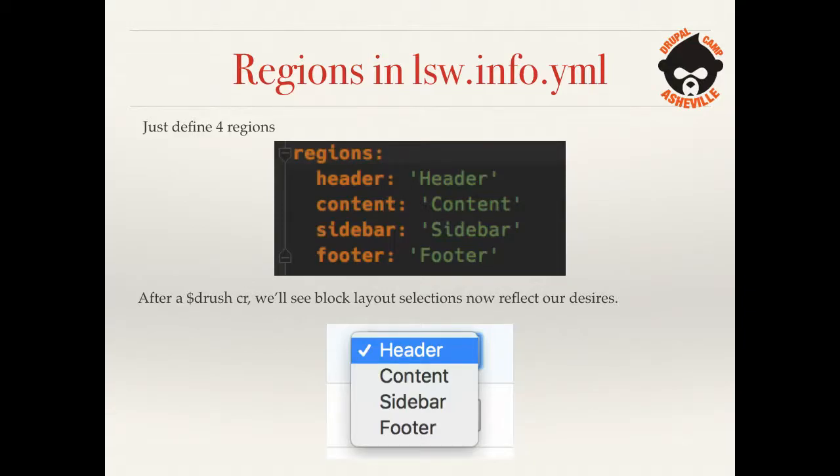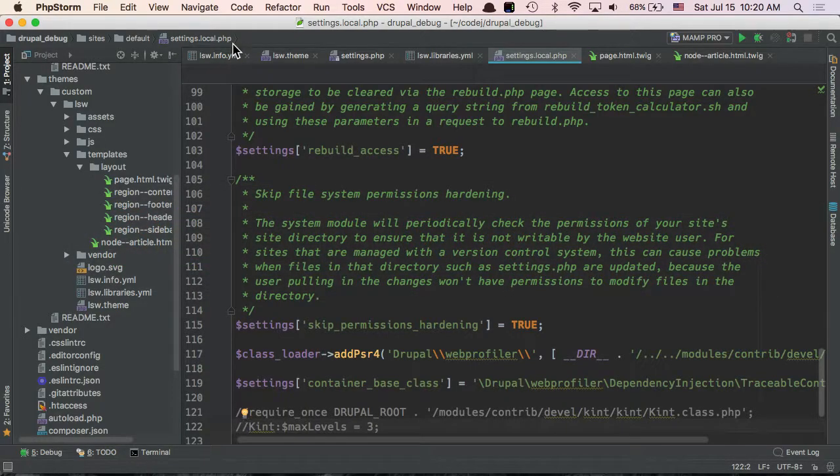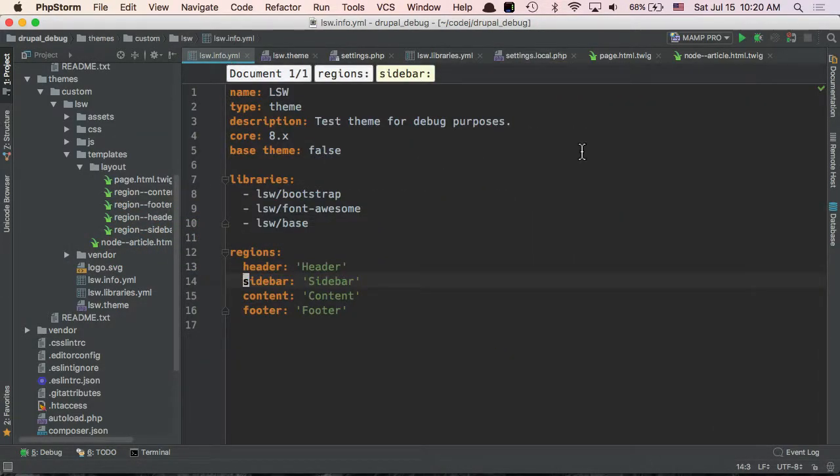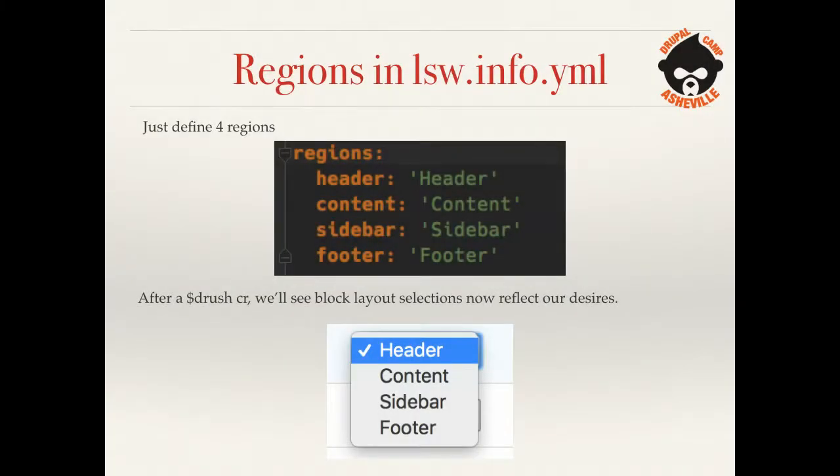So we can take a look at PhpStorm. So now it looks like that. Now we've defined these names, and quite clearly they're showing up. We've cleared our caches, they're showing up in our block placement. But when you look at things, they're not there.